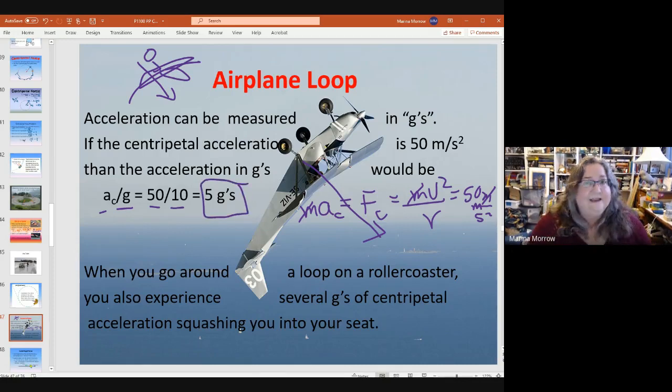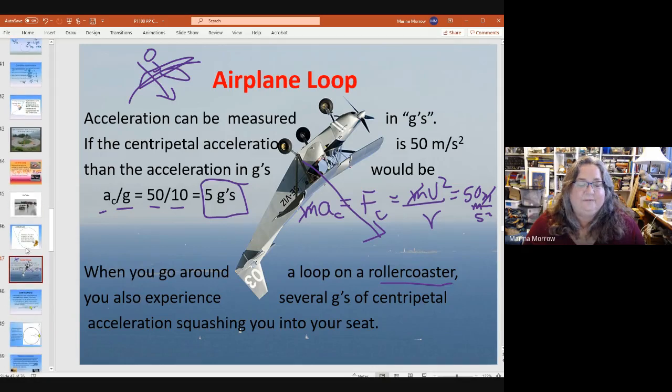Now, 5 G's is bearable. Sometimes people start to have issues at 6, 7, 8, 9, 10 G's. They'll start to black out at 12 G's. And so usually you do not want to go very high. Sometimes pilots do black out in tight turns, right? Reduce the radius, and that actually will increase the force. And roller coasters, same thing. Roller coasters will sometimes take you up to 3 G's or more.